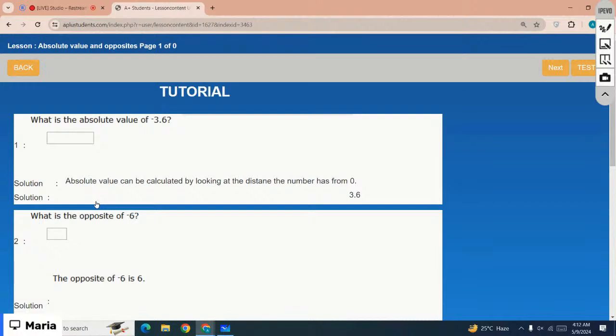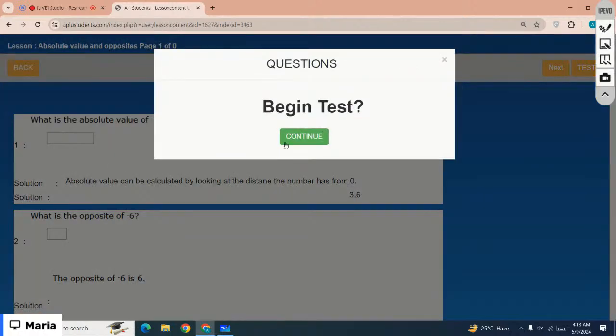So absolute value can be calculated by looking at the distance the number has from 0, right? That is exactly the same number, but no negative values are included in the absolute value, right? Absolute values are always positive numbers. Let's just start with the test questions.